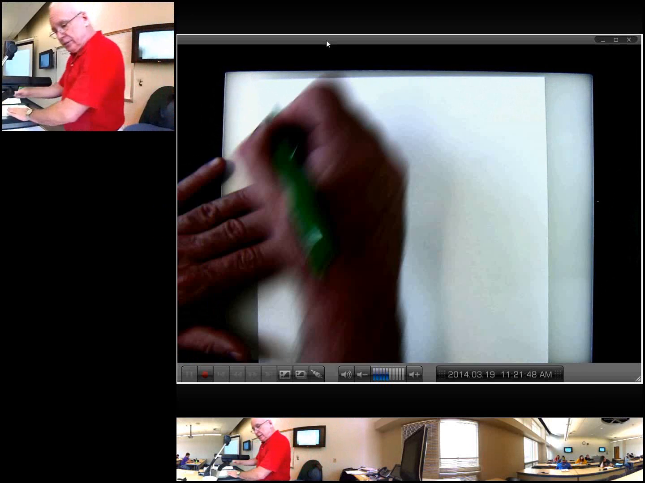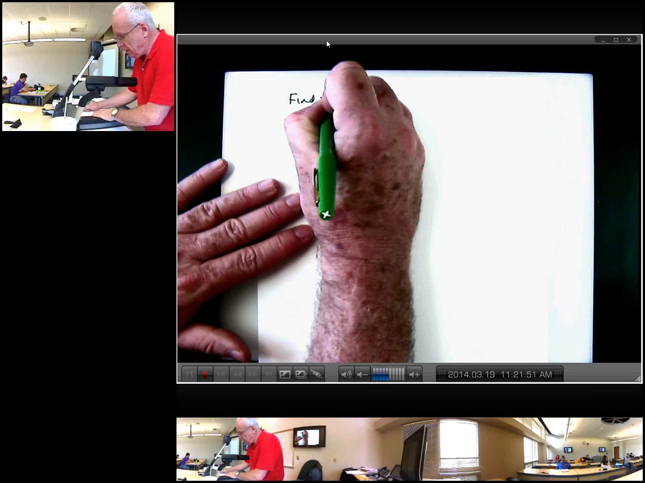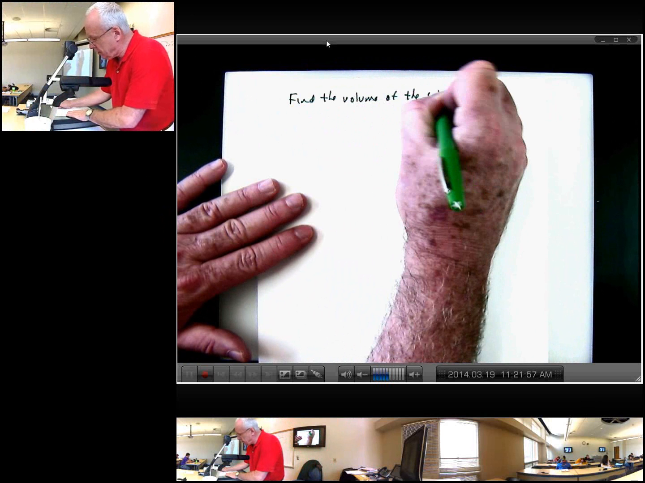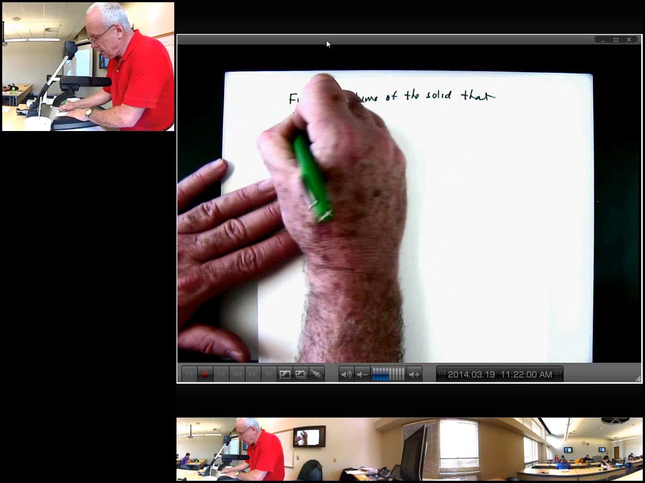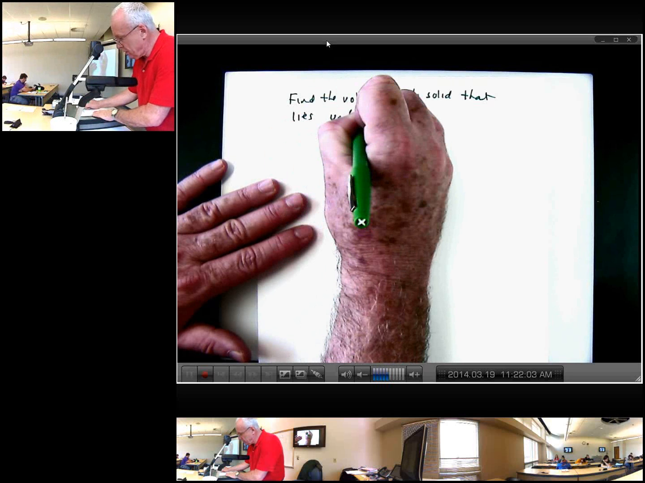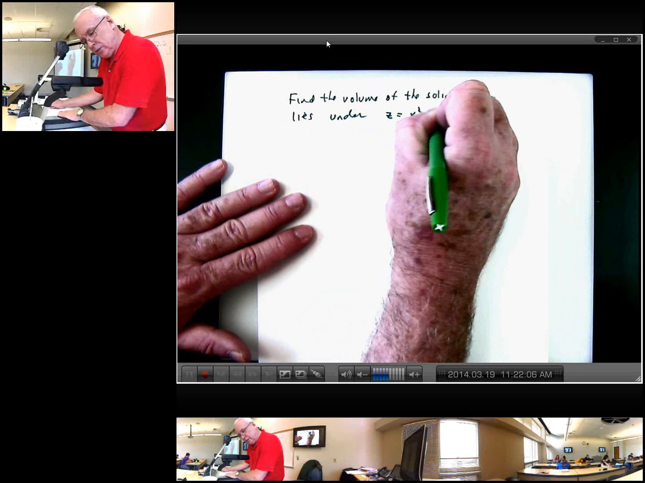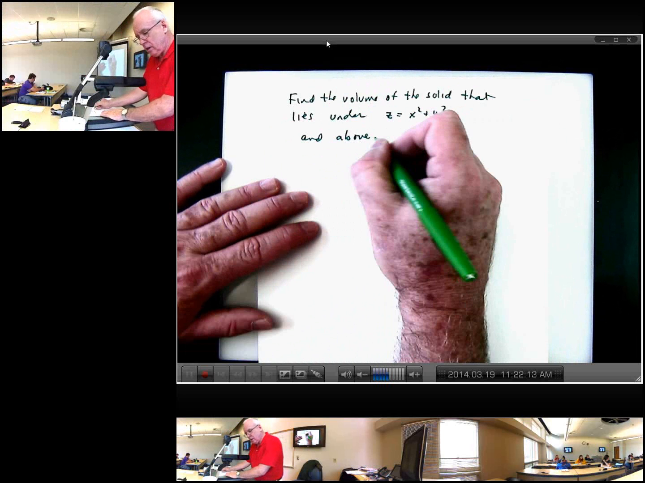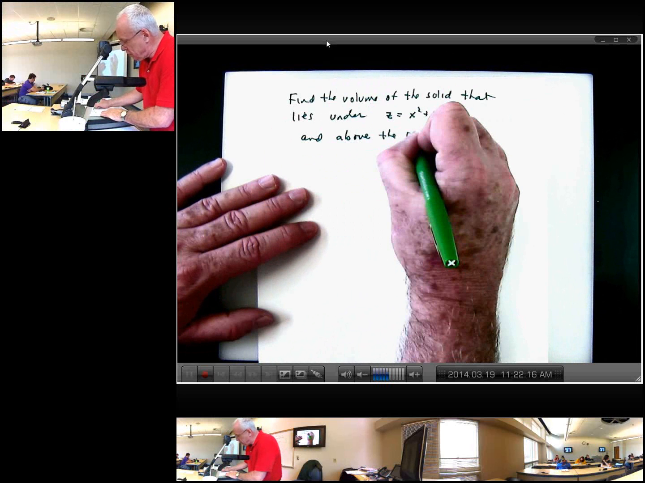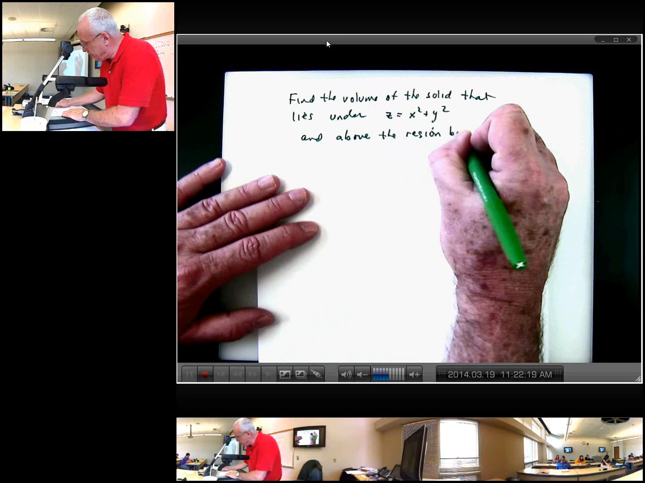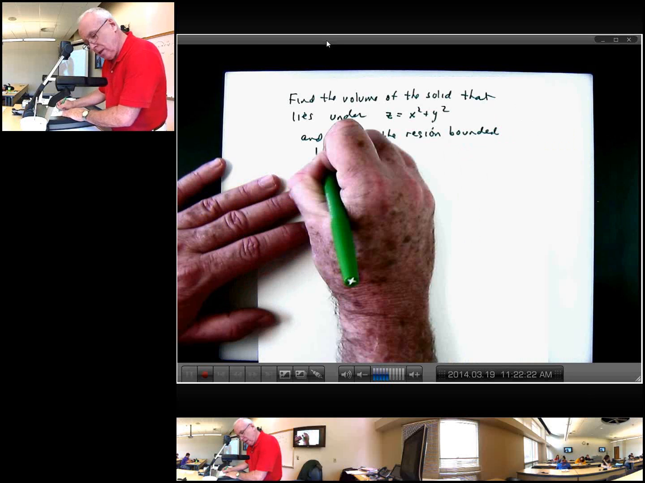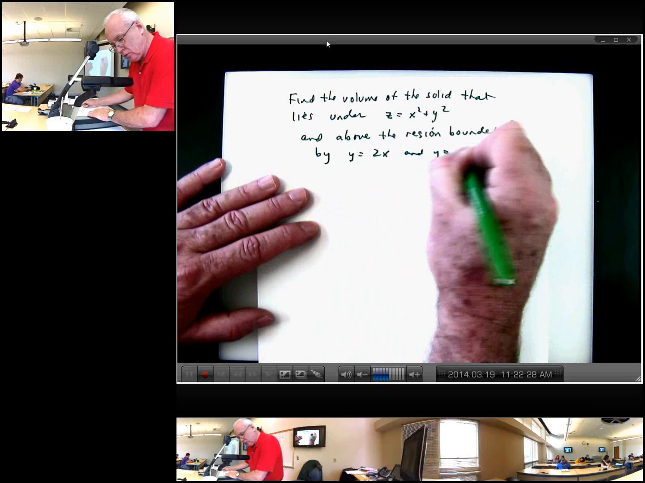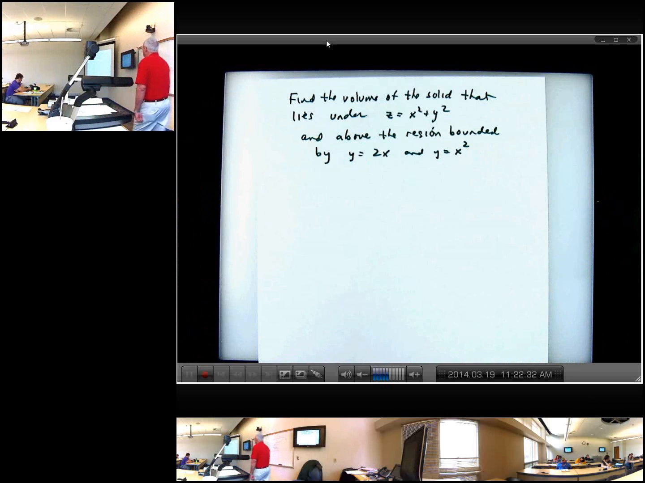All right, here we're asked to find the volume of the solid that lies under z equal to x squared plus y squared and above the region bounded by y equals 2x and y equals x squared.